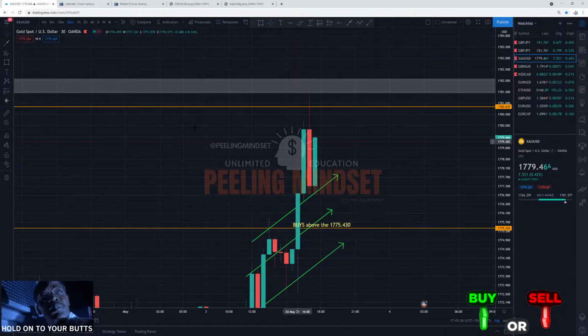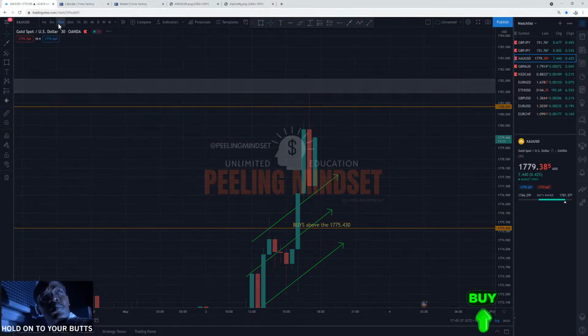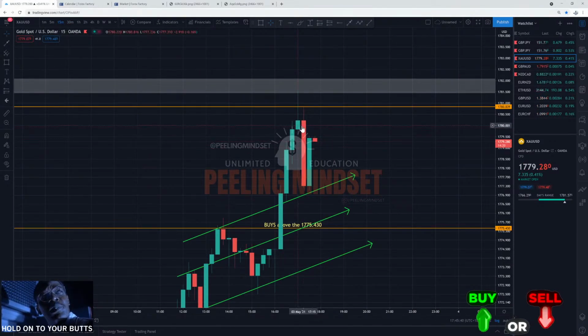And obviously 30 minutes still looks bullish. The previous 30 minute has closed bearish, which is not a good sign. But we're going to see what happens.